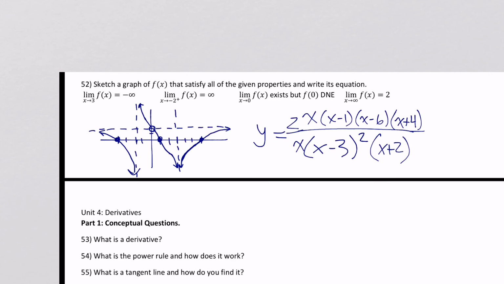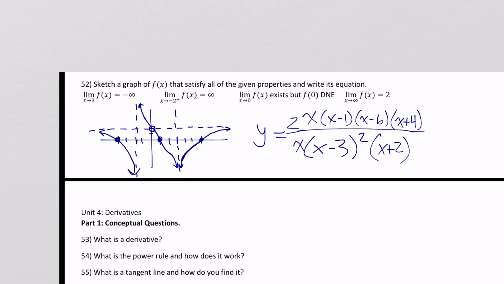As x approaches 3, the limit is negative infinity. As x approaches negative 2 from the right, the limit is positive infinity. As x approaches 0, the function is undefined, but the limit exists because we have a hole. As x approaches positive infinity, I have a horizontal asymptote at positive 2. The function agrees with all of those pieces.